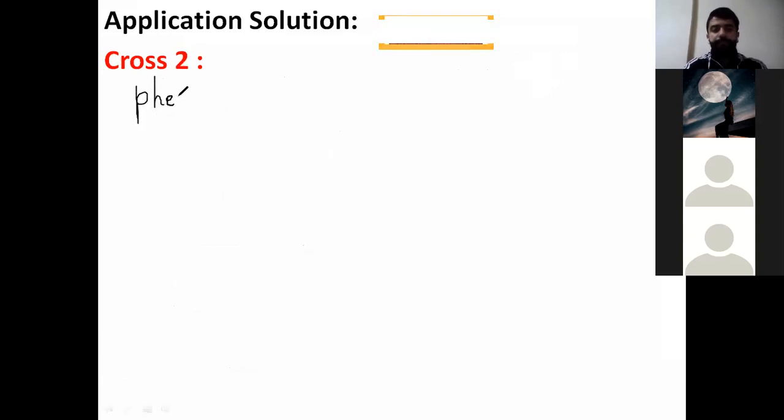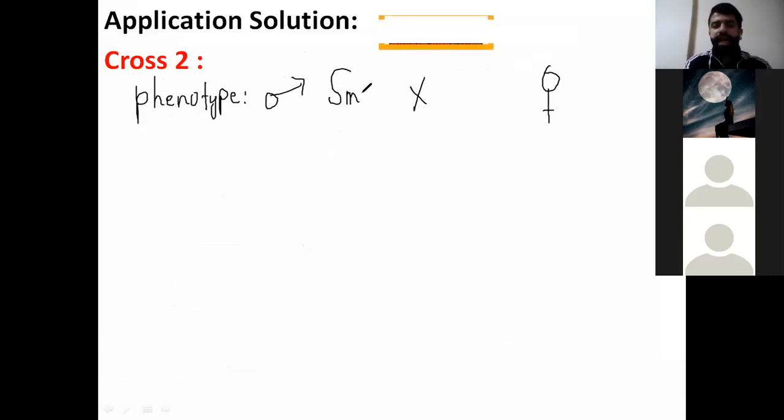Cross 2 is F1 with F1. So first, we have to start with the phenotype. Phenotype, male crossed with female. Adam Yahya, what do you think? Male and female, F1 with F1. Male is smooth and the female is smooth. What is the genotype of each of them? Smooth and smooth.